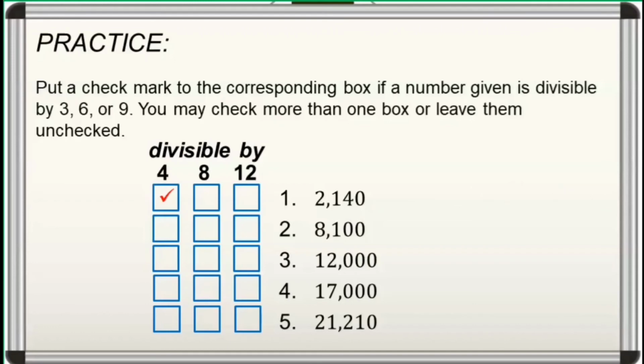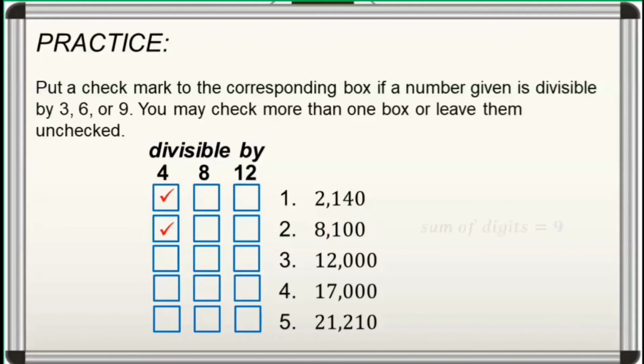For number 2, its last two digits form the number 0, so the given number must be divisible by 4. Looking at its last three digits, the number formed is 100, and 100 is not divisible by 8, so the given number is also not divisible by 8.